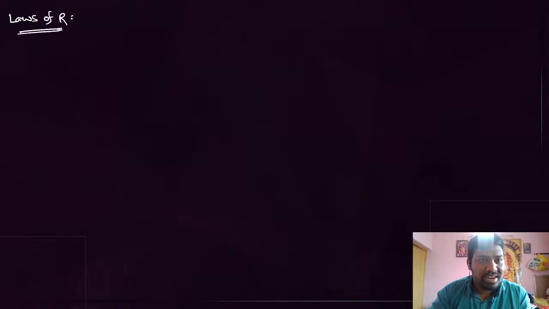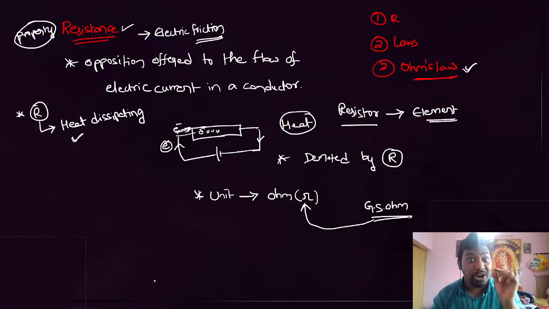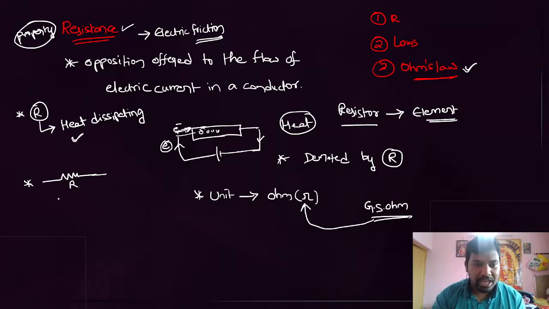Laws of resistance. Resistance has one more important point: we forgot to mention the symbol of resistance. The symbol of resistance will be something like this. There are many types of resistors, like rheostat and variac, which we are going to see in the next classes. For the time being, let us consider this as the symbol of resistance.